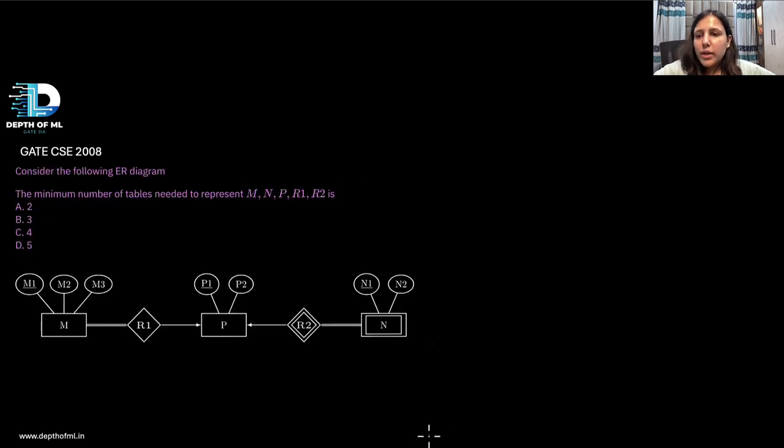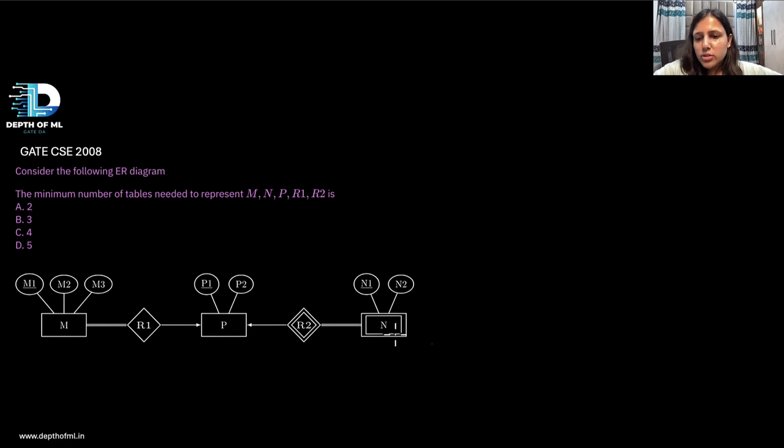Okay. Now let's take a look at the last PYQ. GATE CST 2008. They are asking us, consider the following ER diagram. They have given you a very nice ER diagram. You have to find the minimum number of tables that are needed to represent M, N, P, R1, R2. So you have M, P and N. There are three entities. You have two relations.